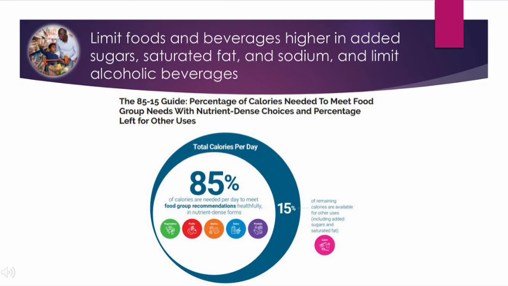Now, let us look at the visual in the center of the slide. This is called the 85 to 15 guide. It shows that about 85% of your daily calorie intake should come from nutrient-dense foods.